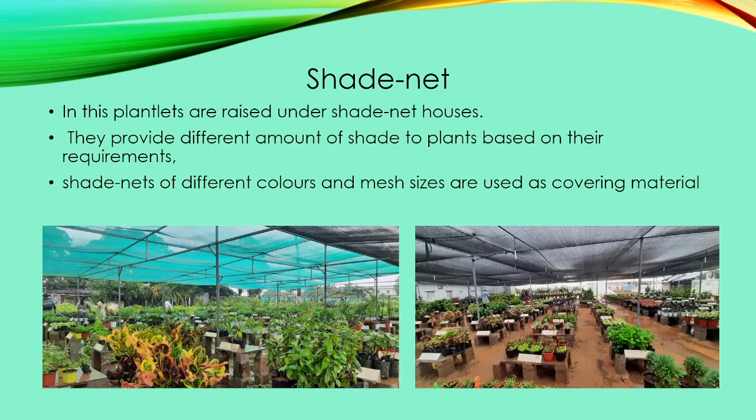Next, shade net. In these, plantlets are raised under shade net houses. Here the plantlets are raised under shade net houses in order to provide them different ranges of shade as required by them. So they provide different amounts of shade to plants based on their requirements. Shade nets of different colors and mesh sizes are now available and they are used as covering material for these shade nets.